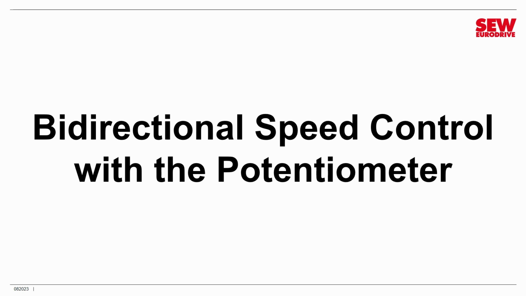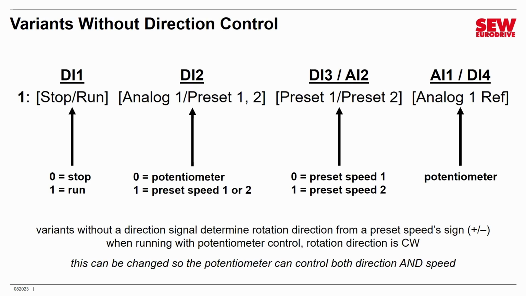Well, let me remind you of something we talked about in our previous session when I introduced a number of the variants available in terminal control mode. We looked at variant 1, and I mentioned that in this mode you didn't have a signal that controlled the motor's rotation direction. And I said that when you're operating in this mode, the way you control rotation direction when you're operating with preset speeds is by setting the sign of the preset speed. A positive preset rotates clockwise and a negative rotates counterclockwise. And I mentioned at that time that when you're operating in potentiometer control, you were stuck with clockwise rotation.